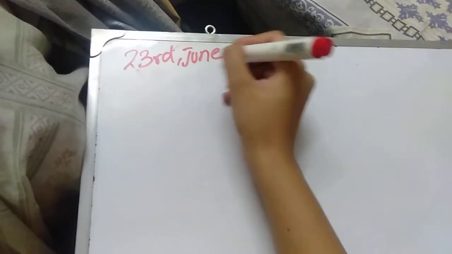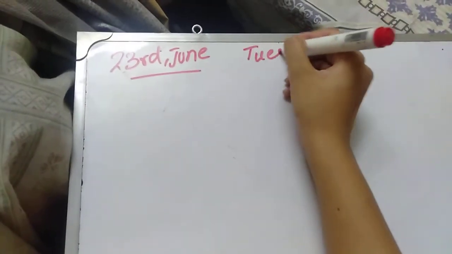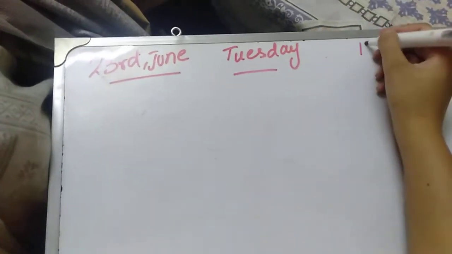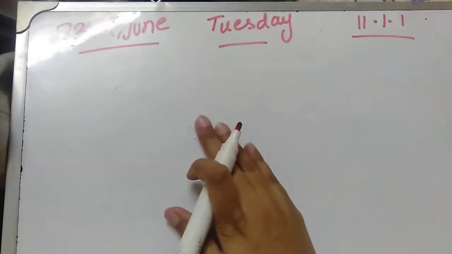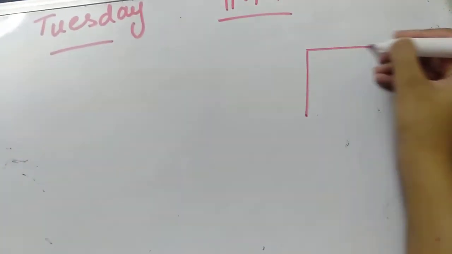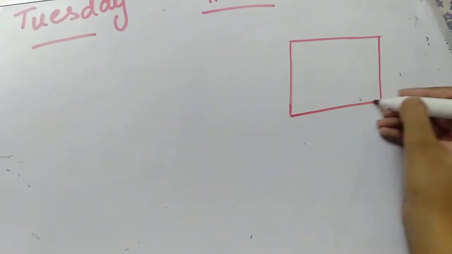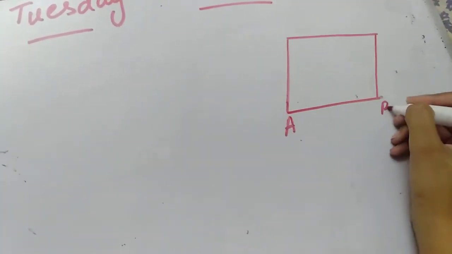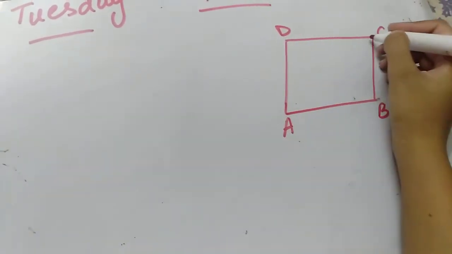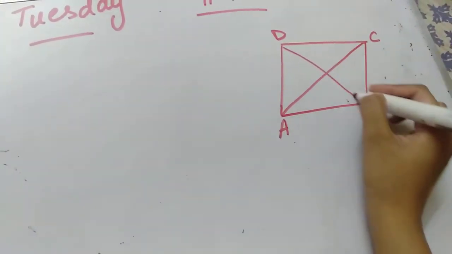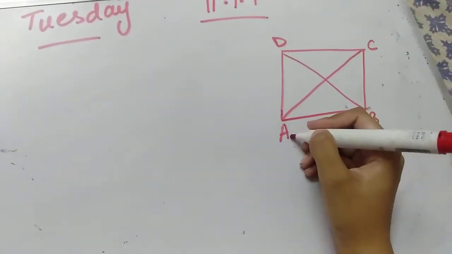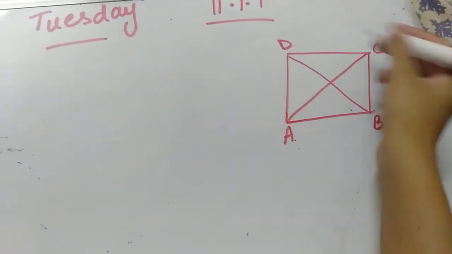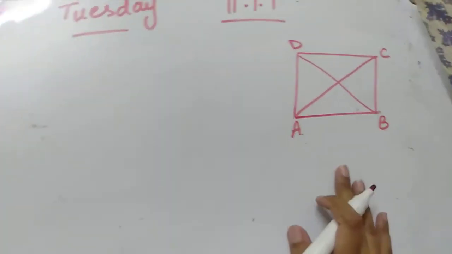Today is 23rd June, Tuesday. We are doing our theorem 11.1.1. In 11.1.1 it is given that we have a parallelogram. So first we have to draw a parallelogram whose sides are A, B, C and D. We will bisect our diagonal opposite vertices, A with C and B with D. This is our side AB and CD, and this is our AD and this is our CB side.